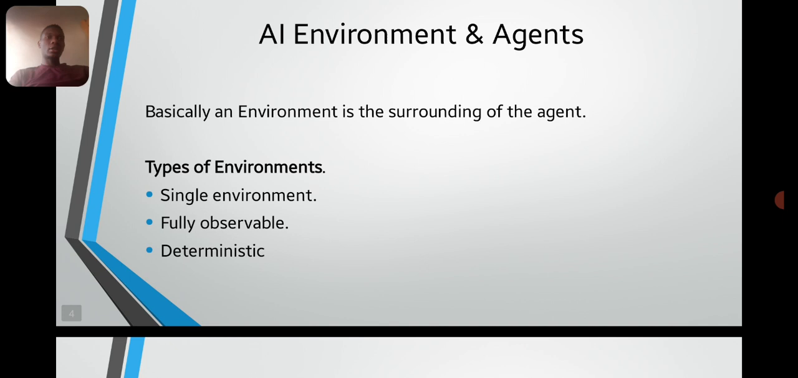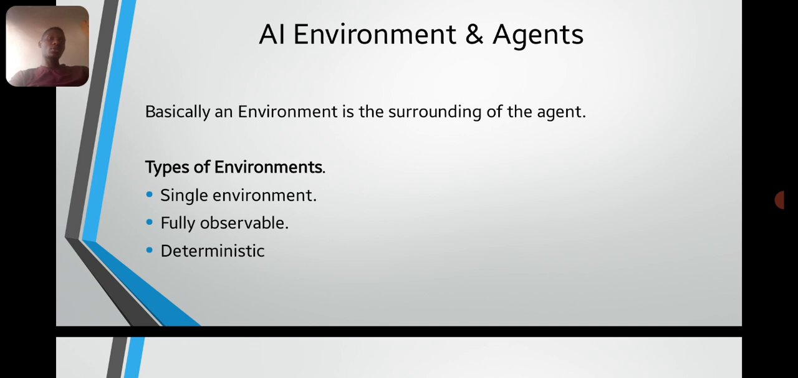In AI, the environment is basically the surrounding of the agent, where the agent is. In this case, my environment is going to be the application. If I write my software, which is my agent, it can't work without the application, which is the environment. So they usually work together.